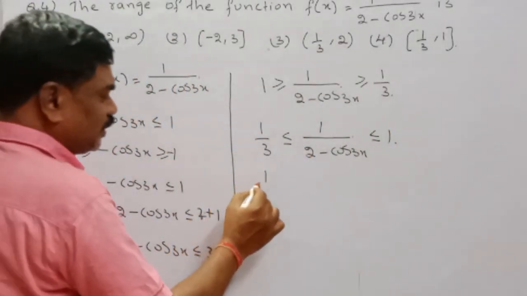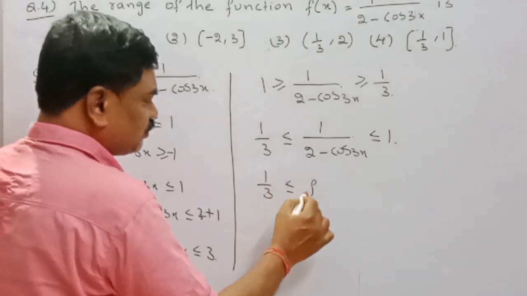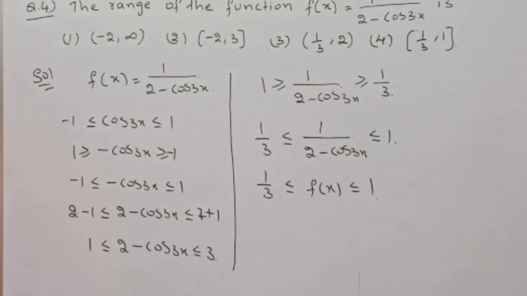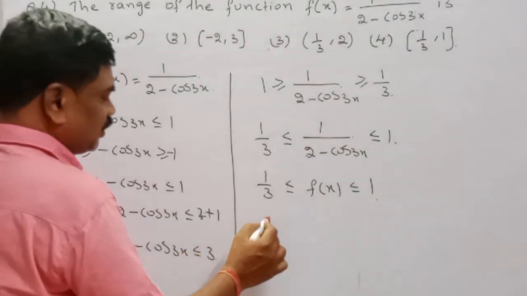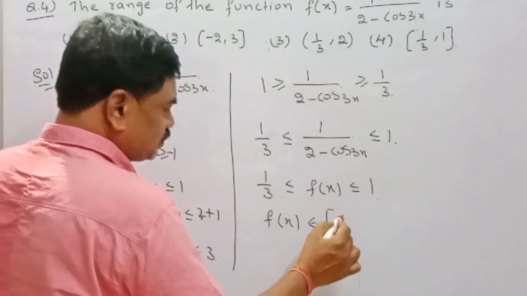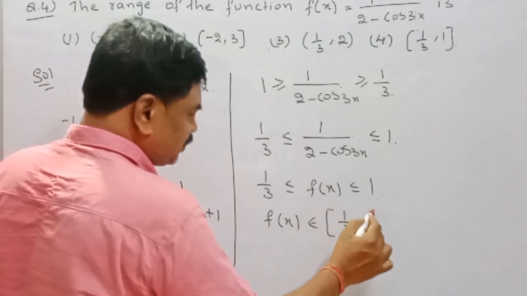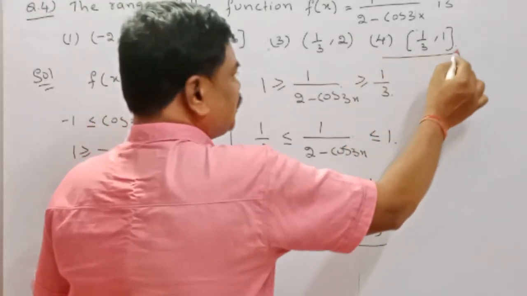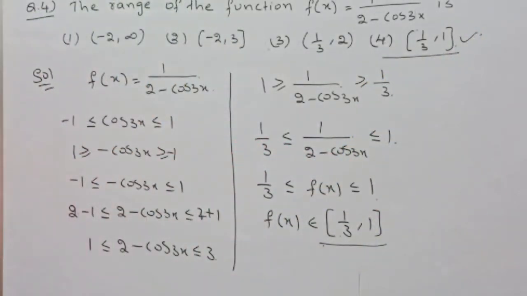So 1 by 3 less than or equal to f of x less than or equal to 1. Then what is the range? Range of f of x belongs to closed interval 1 by 3 comma 1. So here option 4 is the correct answer. Okay, all of you. That's all.